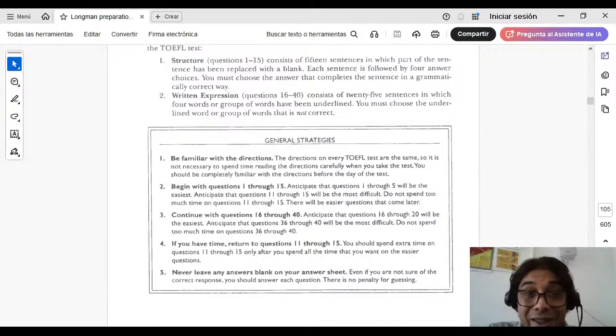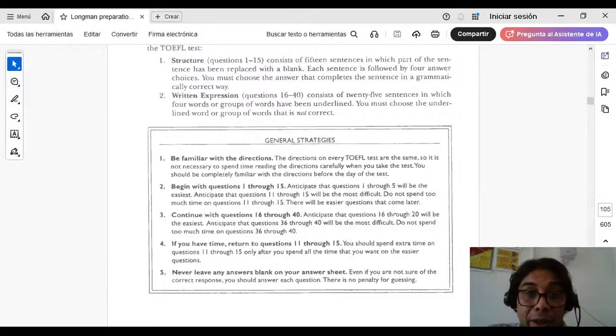So it is not necessary to spend time reading the directions carefully each time you take a test. You should be completely familiar with the directions before the day of the test. Do not spend too much time trying to understand the directions, because the directions are always the same. So in conclusion, that's the whole idea here.